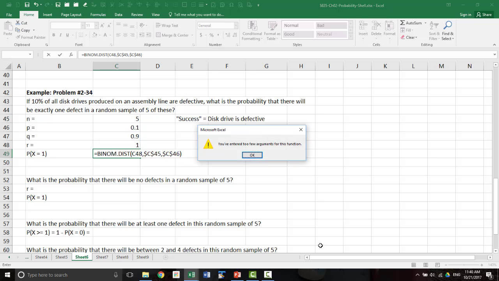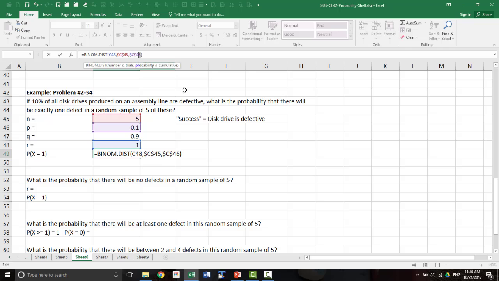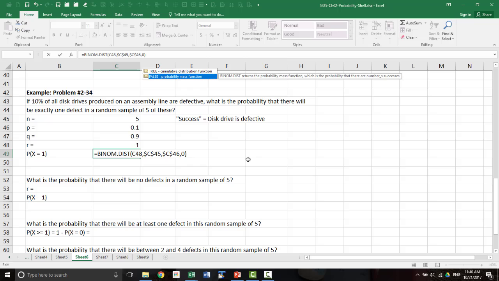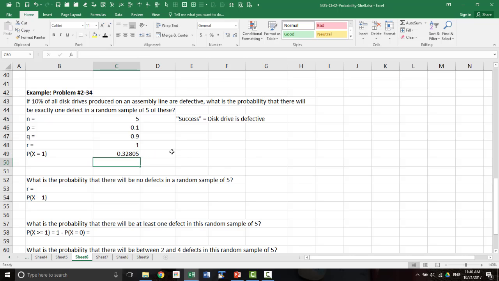Well, I forgot to put whether I need cumulative or individual. We want individual here. If I put cumulative, then we will end up with the probability of x less than or equal to 1, which is the probability of x equal to 0 plus the probability of x equal to 1. So we want 0. Okay, so that's the probability. Let's have 4 decimal places.